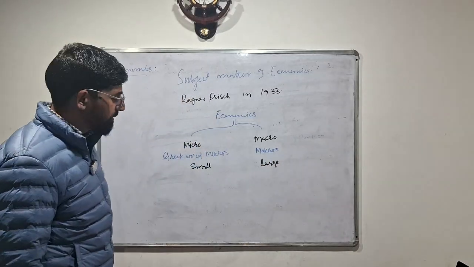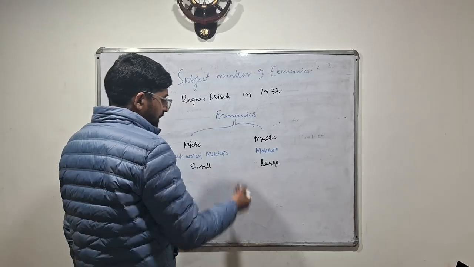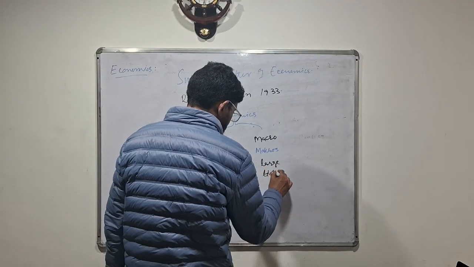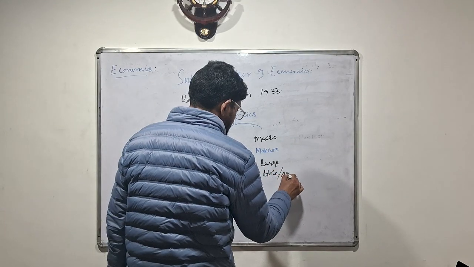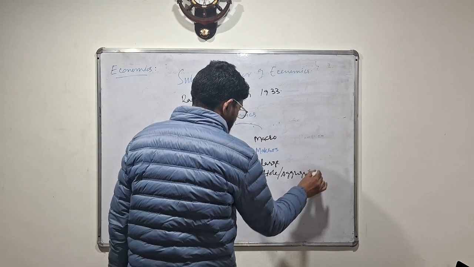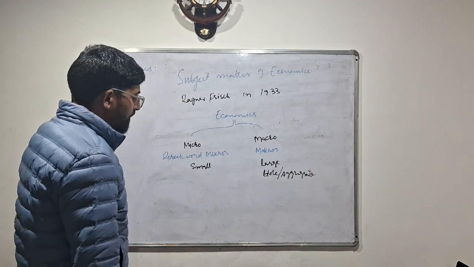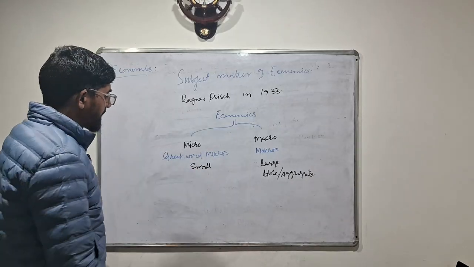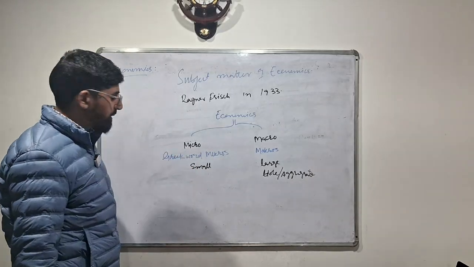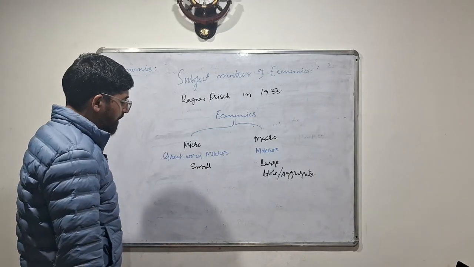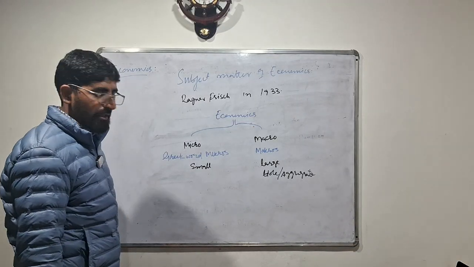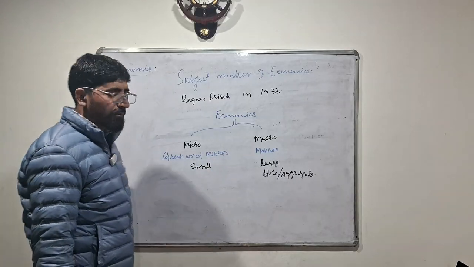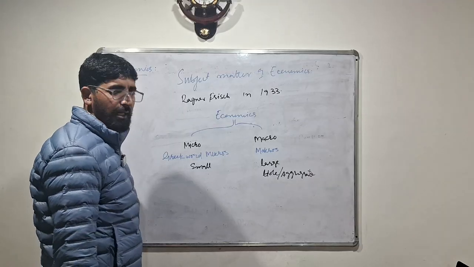There are too many meanings. Large, it means whole, or we can say aggregate. Micro means small units. Then in microeconomics, we study the behavior of small units, or we study the economy partially, as compared to macroeconomics. In macroeconomics, we study the behavior of economy as a whole.